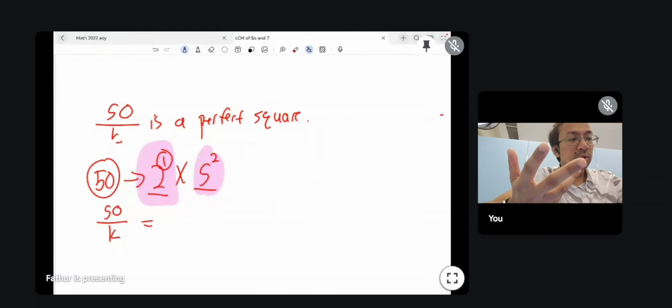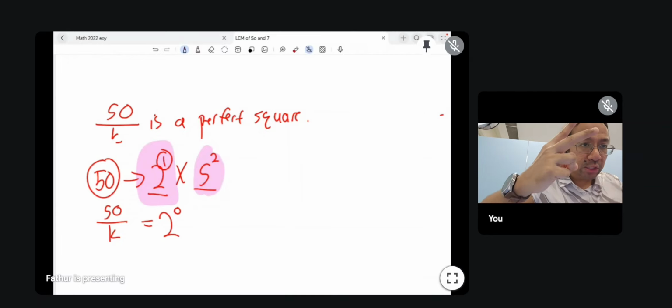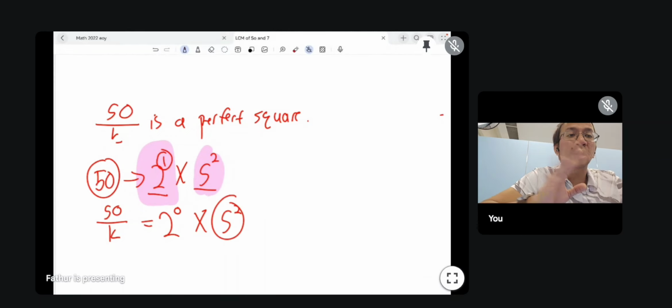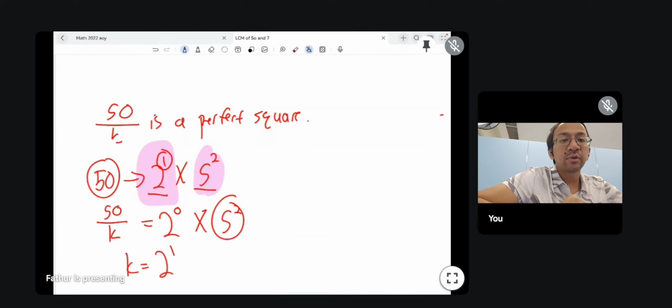Why? Because you don't meet the minimum requirement, right? The smallest even number is 2, but right now your current power is 1. It's already smaller than the minimum requirement. Over K means I need to take out the power, so the power becomes 0. Then times 5 to the power of 2. This 5 to the power of 2, I don't need to take out anything because I met the minimum requirement. I've already made sure that my power is an even number. So what's the value of K? Same thing: find the difference between both powers. The 2 power difference is 1, the 5 power difference is 0, and your answer will be 2.